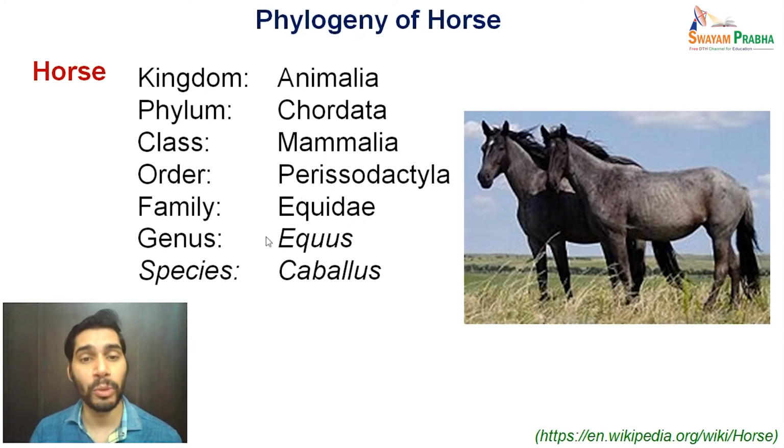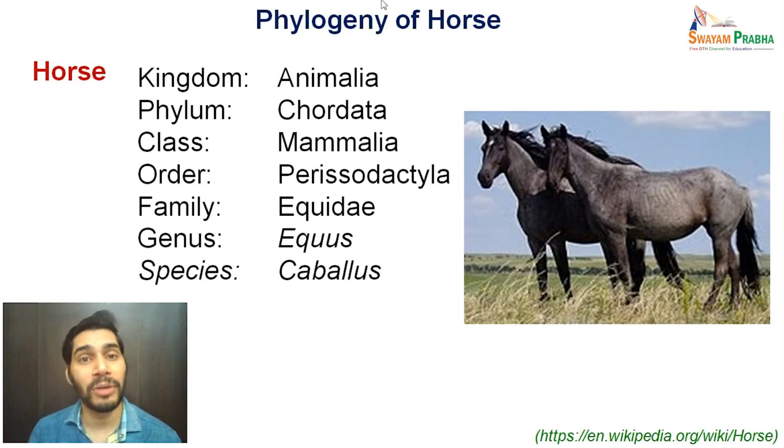And within Equidae, there is a genus called Equus, which represents all the horses. Now, as a layman, what you call a horse is basically Equus caballus. There are other horse genus members as well. For example, the zebra also belongs to the genus Equus. The donkey also belongs to the genus Equus, and so on.